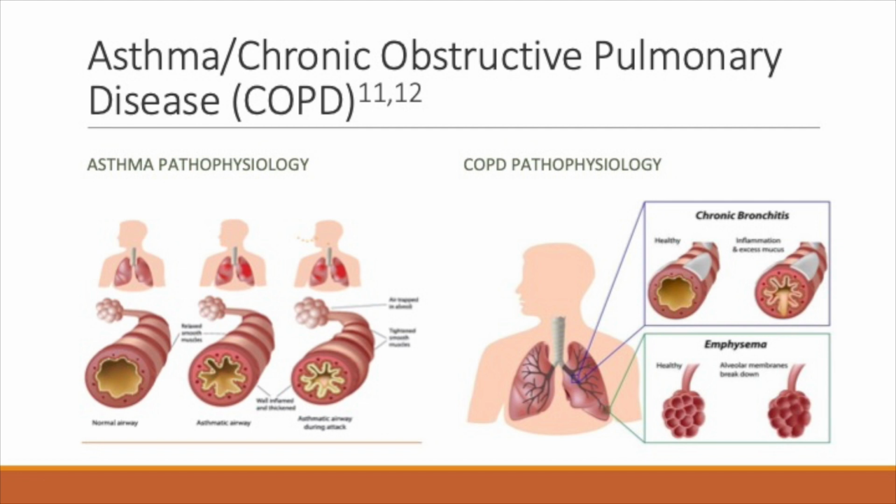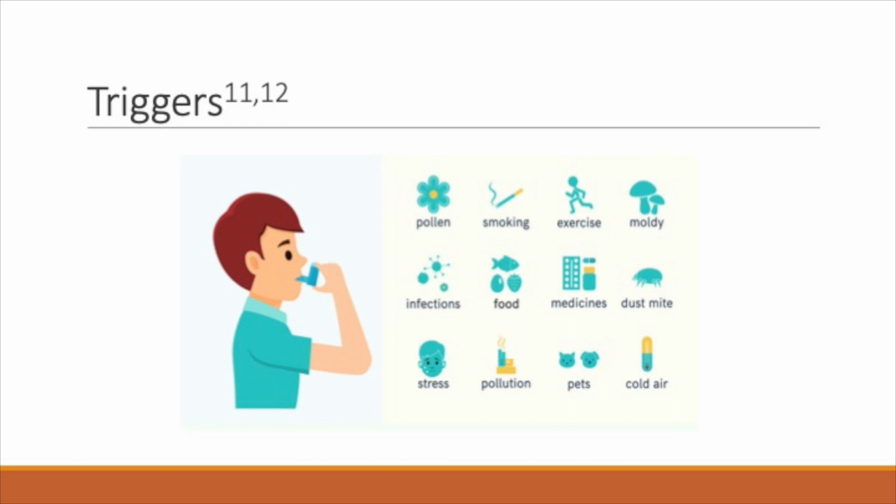But this happens episodically. COPD, however, which is chronic obstructive pulmonary disease, is constant inflammation and constant constriction of the airways, which causes limited air to come in. This is constant, so people with COPD have problems breathing all the time. Triggers. So all of these factors can cause an inflammatory response in someone who has a very sensitive airway. So things like pollen and food and infections and medicines can cause a trigger, an asthma attack. But smoking is the most common cause of COPD.